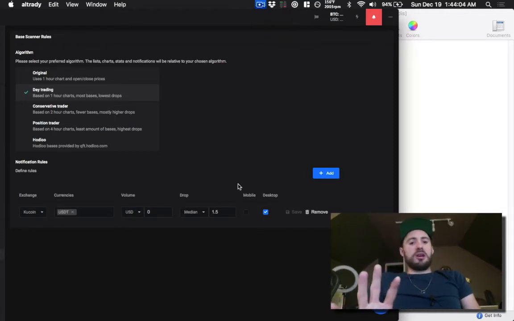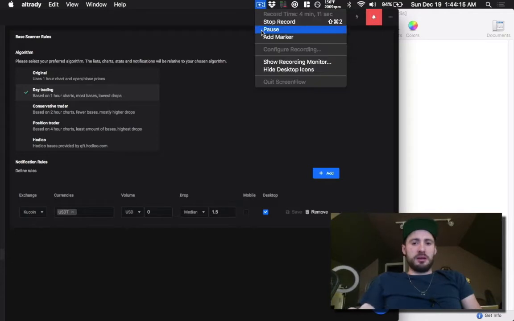This little pane right here. Sometimes I'll have it be at 1, sometimes I'll have it be at 1.5. It just depends on how many alerts I really feel like dealing with. Okay. So let me pause this. We'll get back to the other thing.